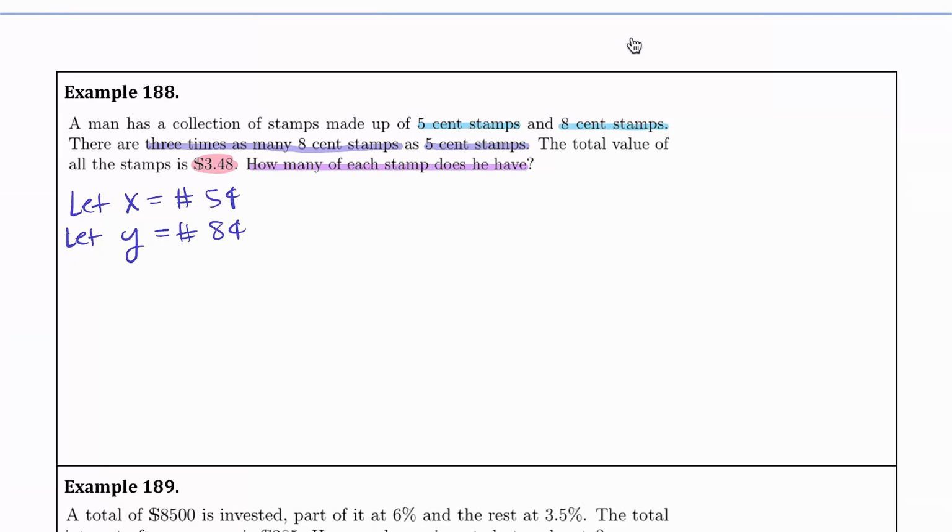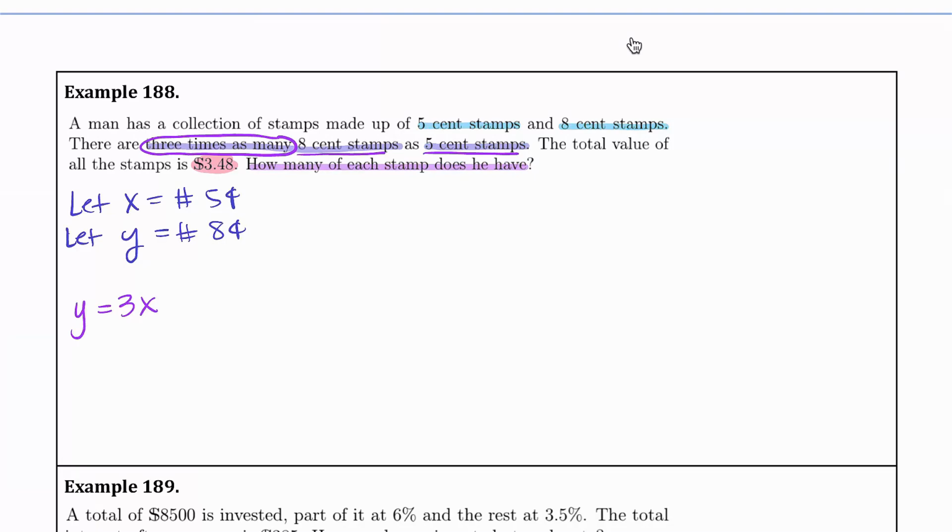So careful here whenever we write our first equation. In this case, they did not tell us the total number of stamps. They just said there's 3 times as many, this is key, 3 times as many 8-cent stamps as there are 5-cent stamps. So we know our 8-cent stamps, our Y, equals 3 times our 5-cent stamps.